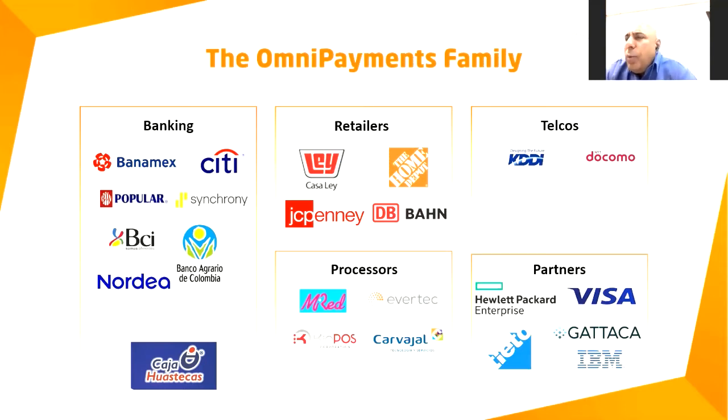Our partners, we are partners with HP and with IBM. Both are resellers of the OmniPayments product suite. In some cases, IBM uses our products where they have the outsourced full model, where they're managing the entire infrastructure for customers. So they are reselling OmniPayments products. And the other partners we have are Visa and Tieto and Gattaca. Gattaca is one of the leading integrators in Colombia, and Tieto is from Finland. Next.